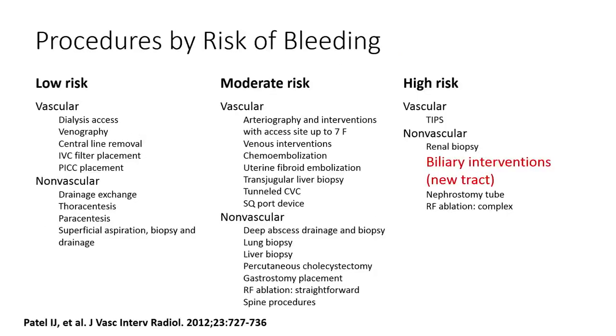Our friendly interventional radiologists, that's how they classify risk of bleeding. These are actually guidelines by the Society of Interventional Radiology, and they put low risk, moderate risk, and high risk. The intervention that this woman is supposed to get would fall into the category of high risk. They put it as biliary intervention and creating a new tract in the liver.